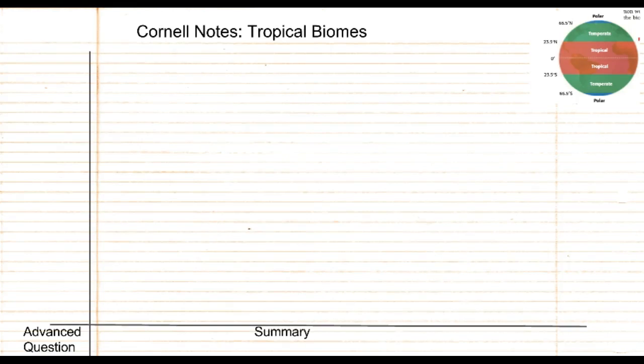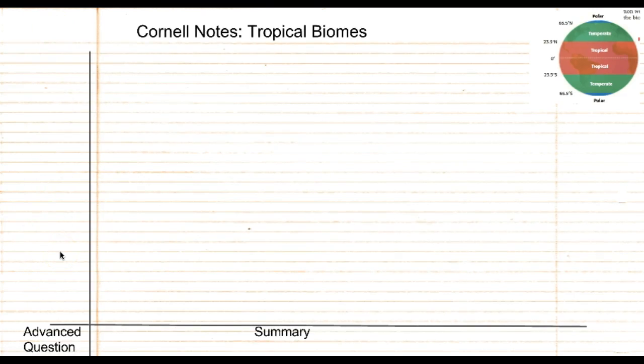Hello students, today you're going to take digital Cornell notes. Go ahead and write the title Tropical Biomes. These are not the ones you draw the pictures in. This is the one where you create a summary and an advanced question. And because it's a video, you have to come up with the questions on the left hand side as well.